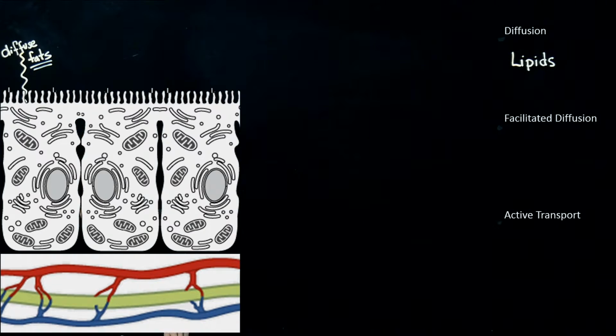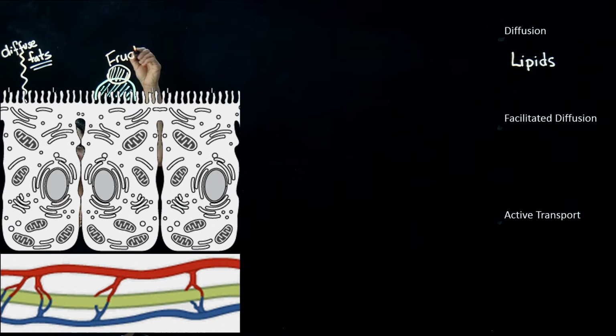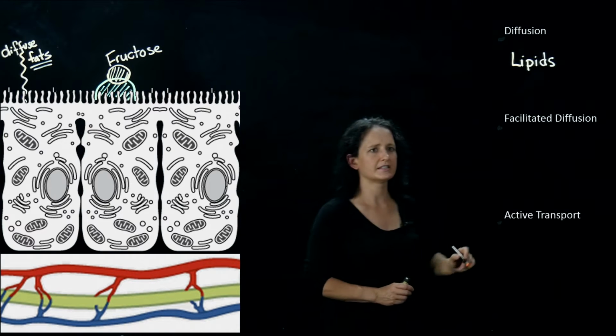Facilitated diffusion means that we need to have a little bit of assistance. So there is a protein right here at the surface of that cell. And it's going to allow for the product to pass through. And it's going to be a specific product. It's going to match up with that. An example here would be fructose. Fructose undergoes facilitated diffusion.